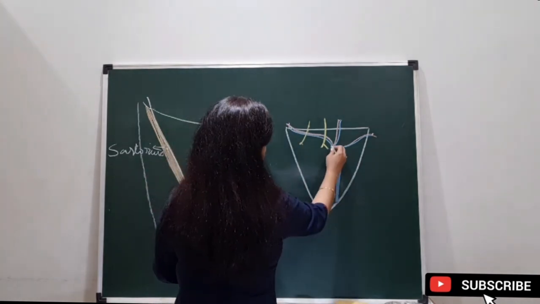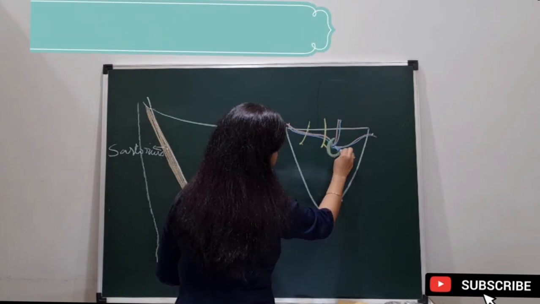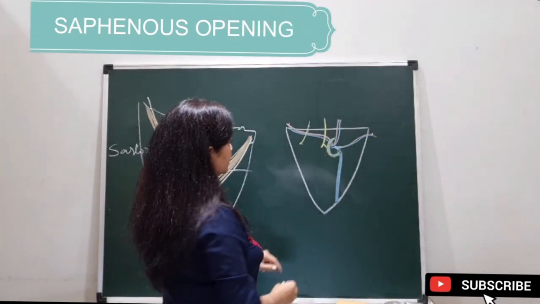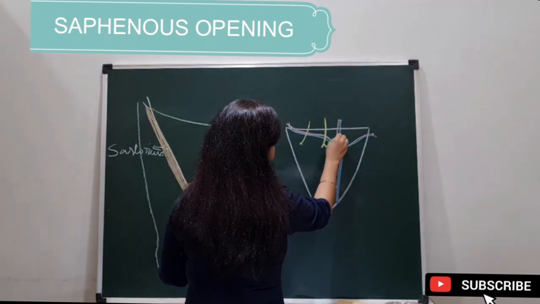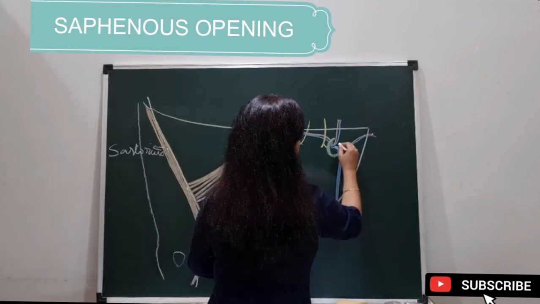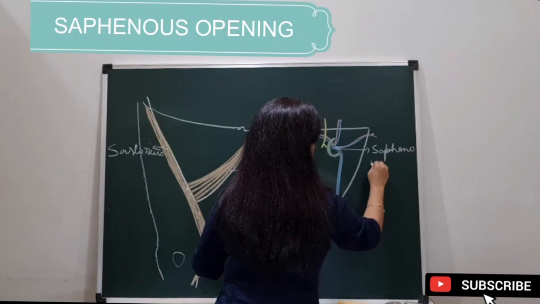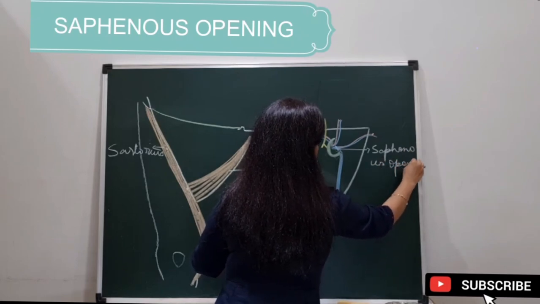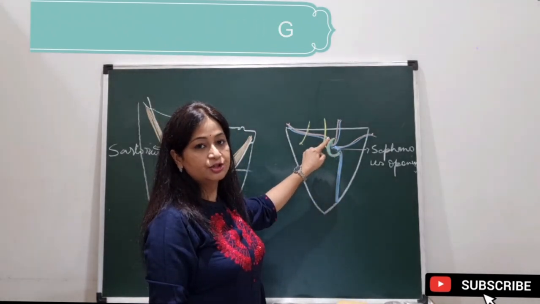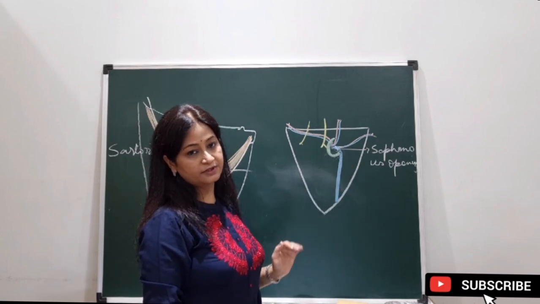Number one is an opening for the great saphenous vein to drain into the femoral vein. This is known as the saphenous opening. The saphenous opening over here is covered by a fascia known as the cribriform fascia. So this is the saphenous opening, which guards the opening of the great saphenous vein into the femoral vein. So these were the structures forming the roof of this triangle.